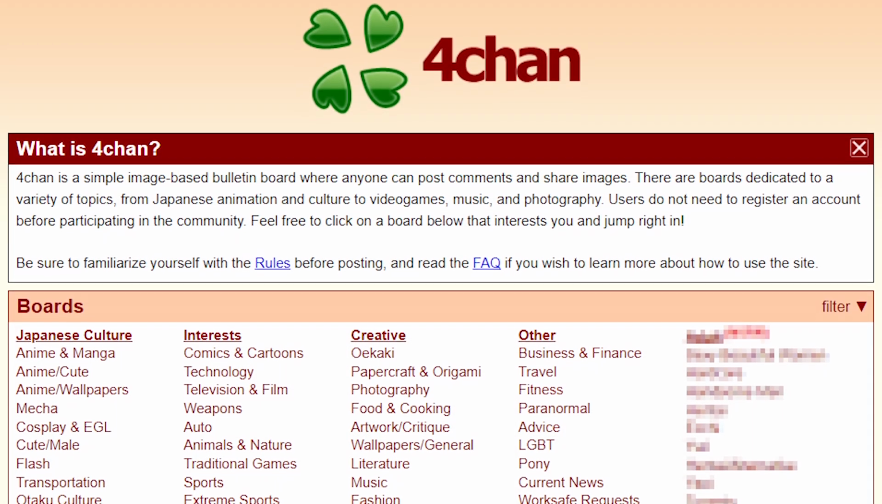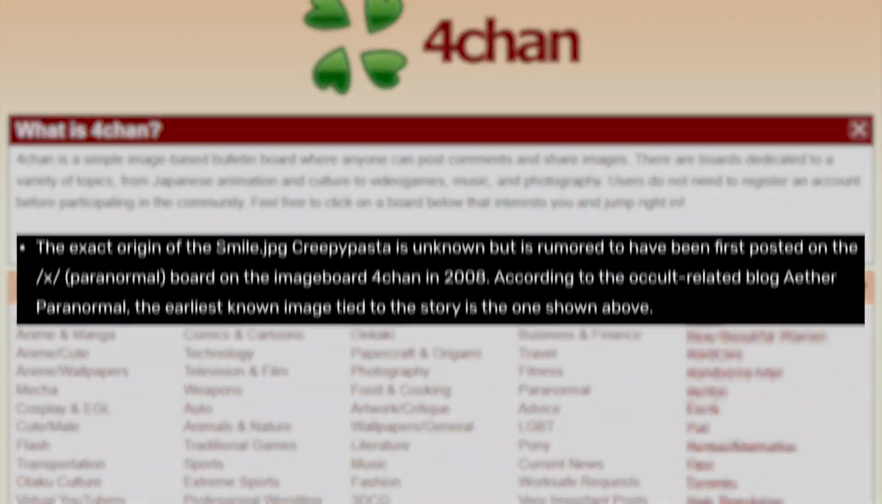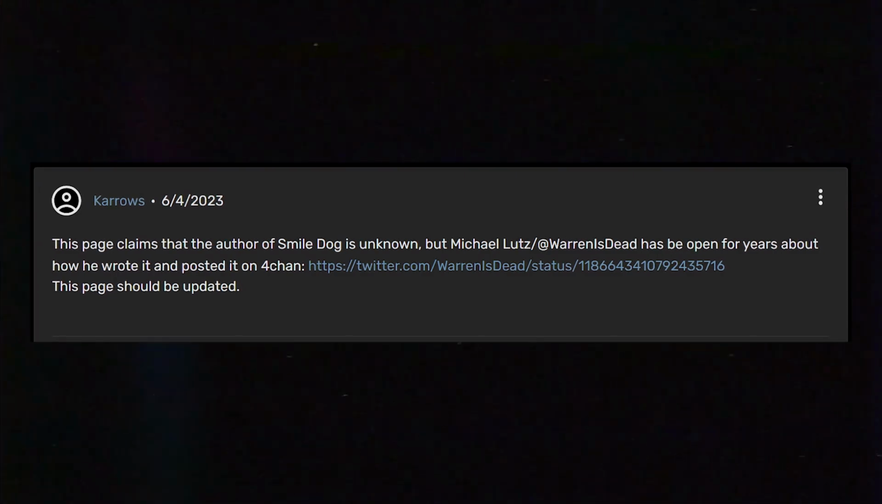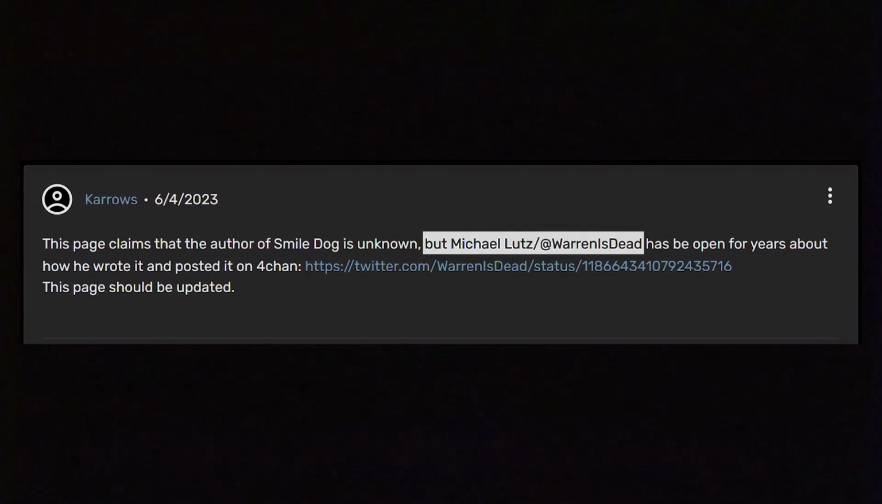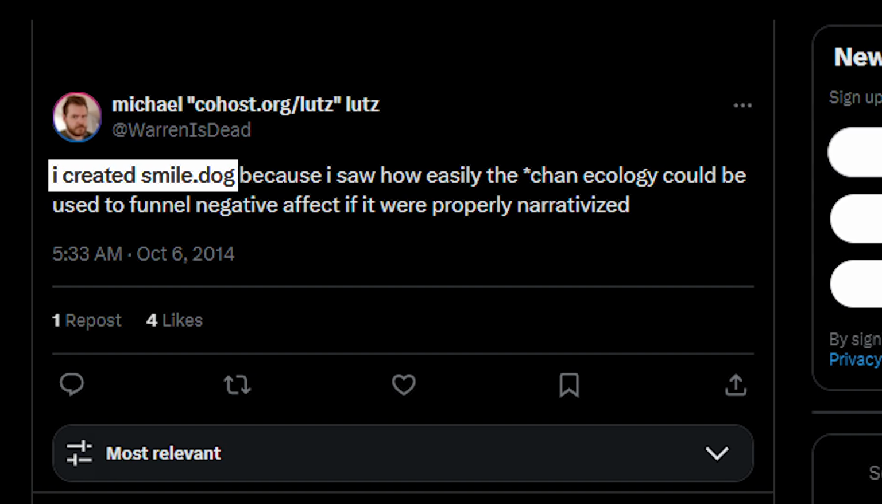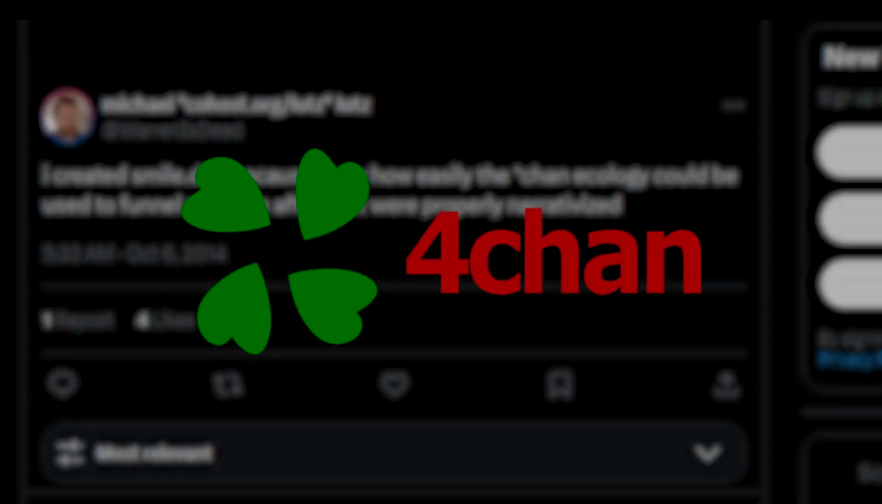As for the origin of these images, most people lean towards the idea that they appeared in one of the threads on 4chan. Others believe that they might have been created by a man named Michael Lutz, who detailed the story of creating this legend on his Twitter page. It's up to you to decide what to believe, but personally, I lean towards the 4chan version.